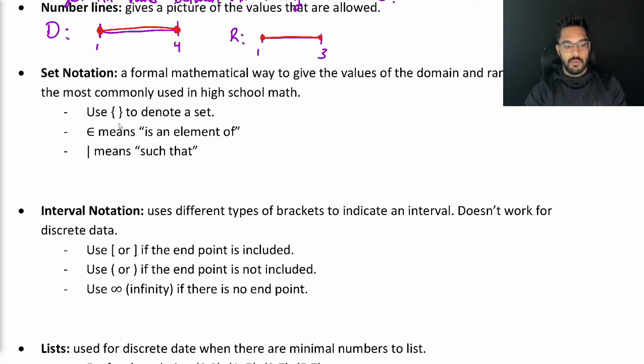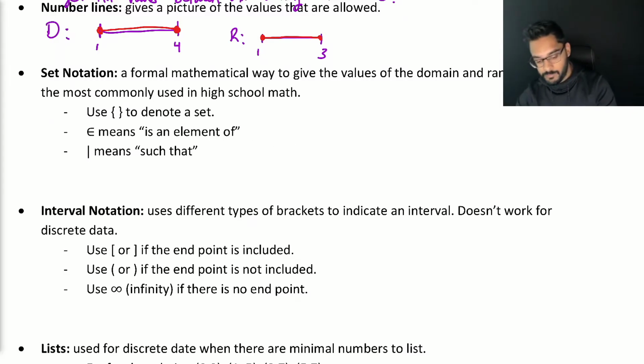So you're going to see those curly brackets. Those are used to denote a set. That little e there means it's an element of, so we're going to have to specify what set of numbers this belongs to: integers, whole numbers, usually it's going to be real numbers. And that vertical line means such that. So basically, given a restriction, here's my domain, or here's my range.